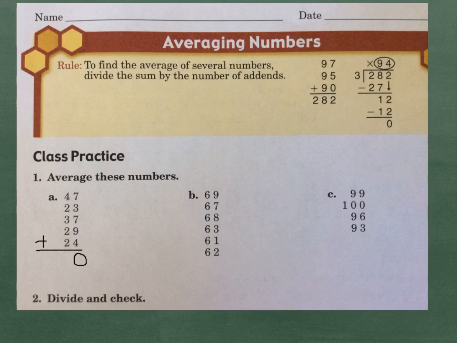Put a 0 there, carry my 3. 3 plus 4 would be 7. Plus 2 would be 9. Plus 3 would be 12. Plus 2 would be 14. Plus 2 would be 16. So now we have 160. We're going to divide that by 5, because there were 5 numbers.